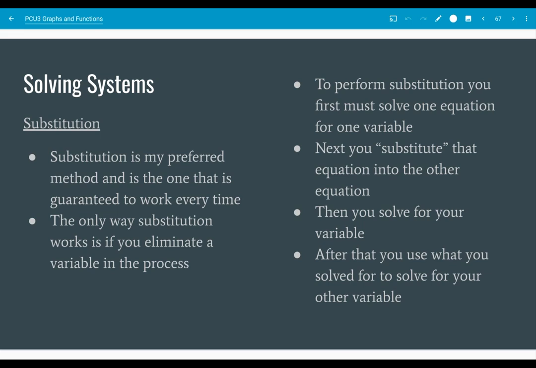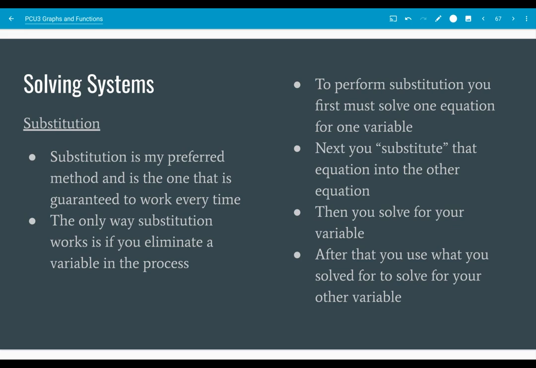There are a couple different ways of solving systems. The first we're familiar with already, and that's substitution. It's generally my preferred way because it is more often than not the least amount of math and the least amount of chances of making a mistake, at least for me personally. Substitution is also a way I can make sure that a variable gets eliminated in the process, because that's the only way substitution is going to work, is if it actually eliminates something.